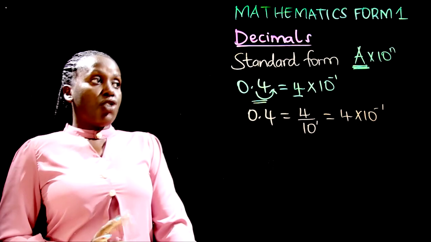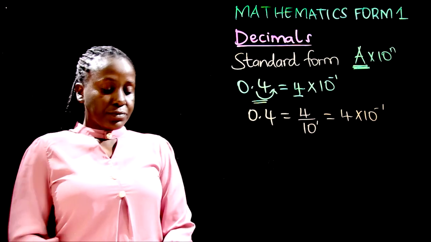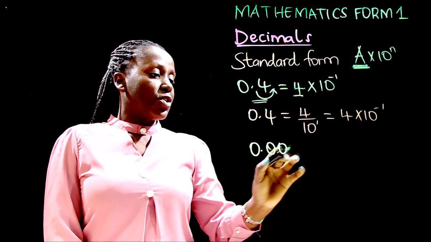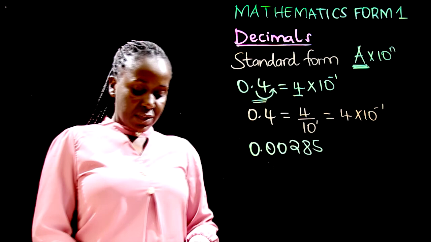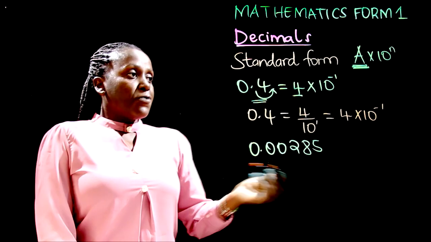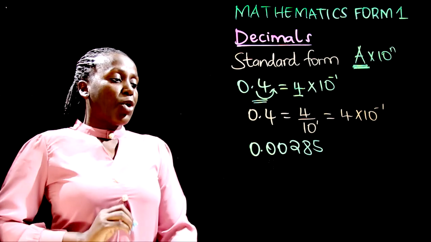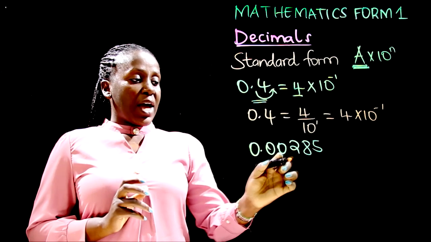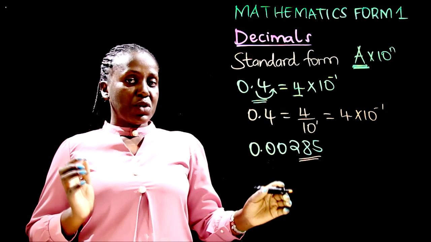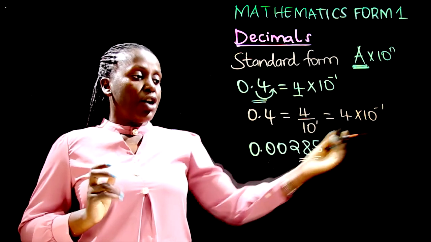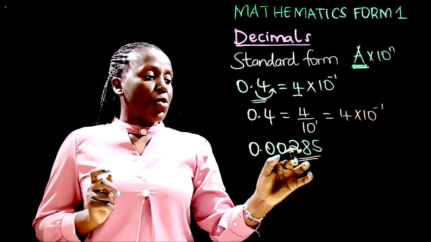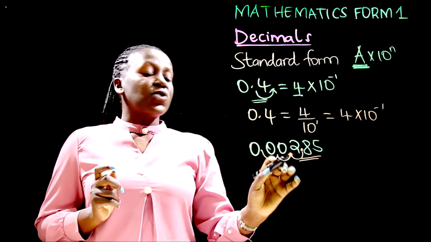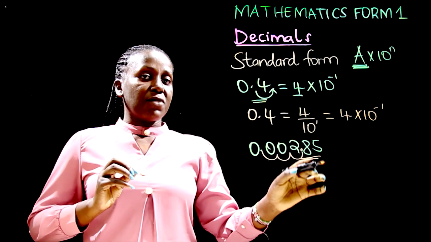Let's do another example for a number that is less than 1. If you have a number like 0.00285, for it to be in standard form, the decimal point will need to be between which numbers? The decimal point needs to be somewhere such that the number we form will be between 1 and 9.999. So we need to move the decimal point to where we have 2, 1, 2, 3. We need to move it here. So now we form the number 2.85.